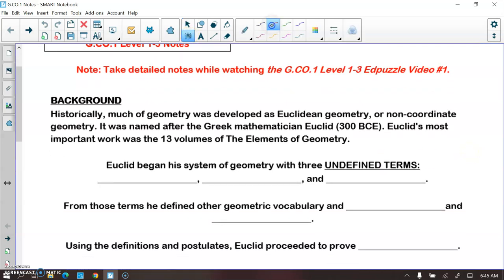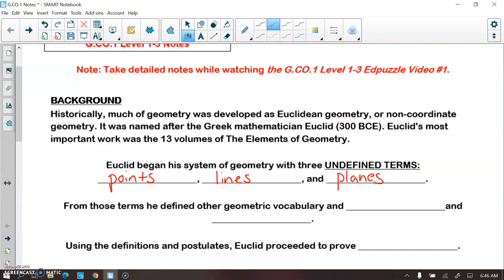Those 3 undefined terms were points, lines, and planes. And we will informally define them because they are undefined terms. Undefined terms is more of like an abstract concept. It means that these terms are not formally defined, and they can be used to define other concepts.